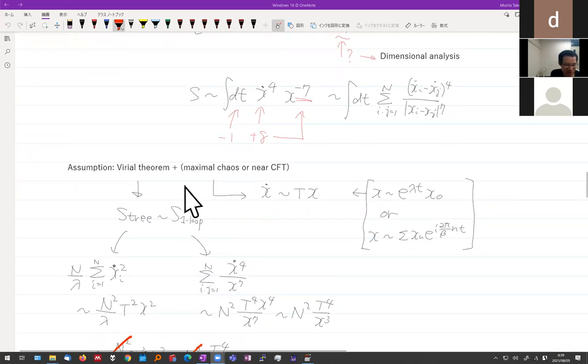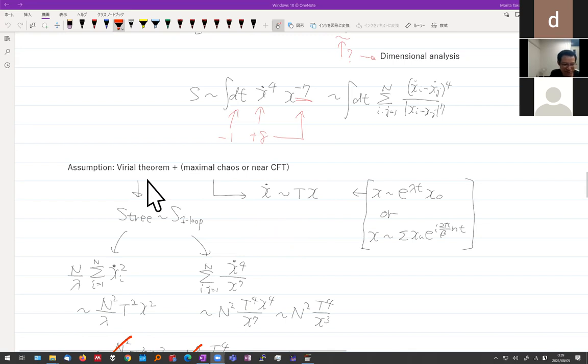So then, in addition, I assume one strong assumption about this x dot. Here I assume x dot is proportional to t times x. So x dot will scale something like this, and t is the temperature of the system. I have to say, there's no justification for this assumption.